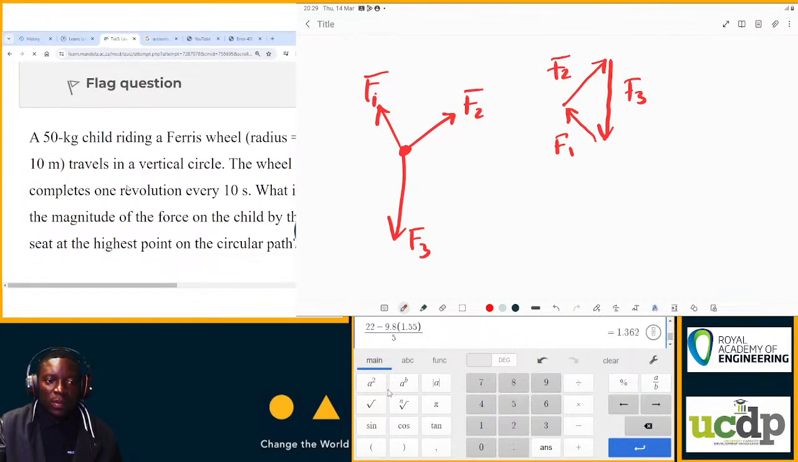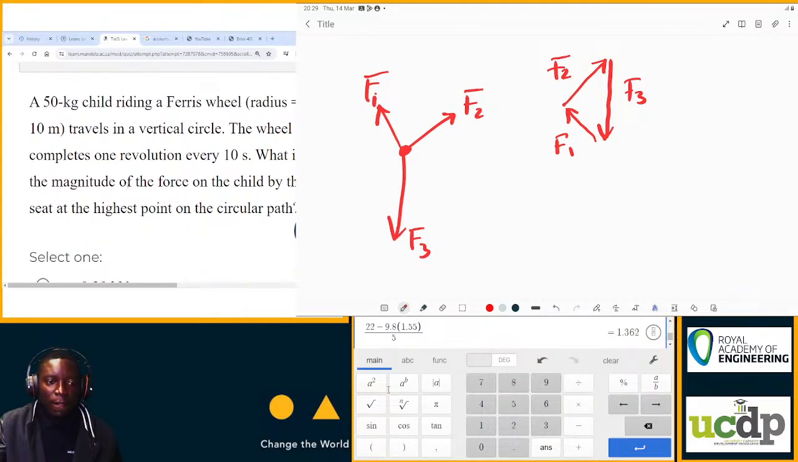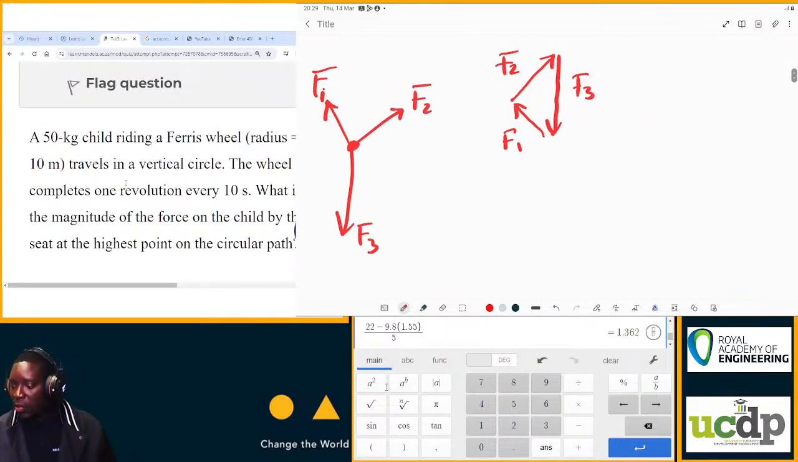This is question number 14, which looks at circular motion.